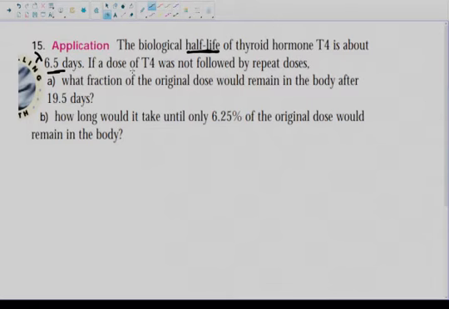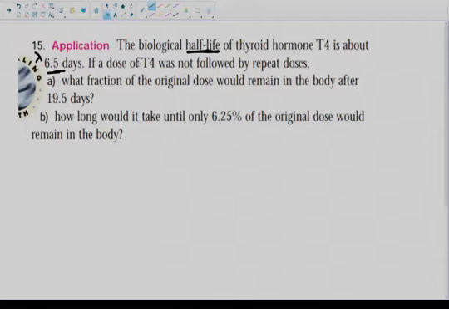Now, I want you to notice that they actually didn't tell you what the original dose was. They just said if a dose of T4 was not followed by repeat doses. Now, what do they mean by not followed by repeat doses? Well, obviously if a doctor kept giving more doses of this hormone, then it would be changing the math of the question. Okay, so it's like, here's the dose, let's walk away for a while and see what happens. All right, so you're not getting more and more doses of this treatment.